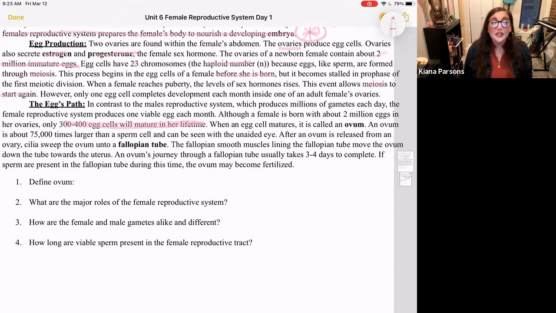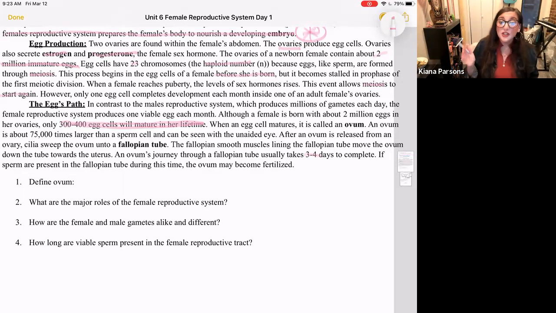After an ovum is released from an ovary, cilia sweep the ovum into the fallopian tube. Smooth muscles lining the fallopian tube move the ovum down the tube towards the uterus, brushing it along to help facilitate implantation. An ovum's journey through a fallopian tube usually takes 3 to 4 days to complete. If sperm are present in the fallopian tube during this time, the ovum may become fertilized.